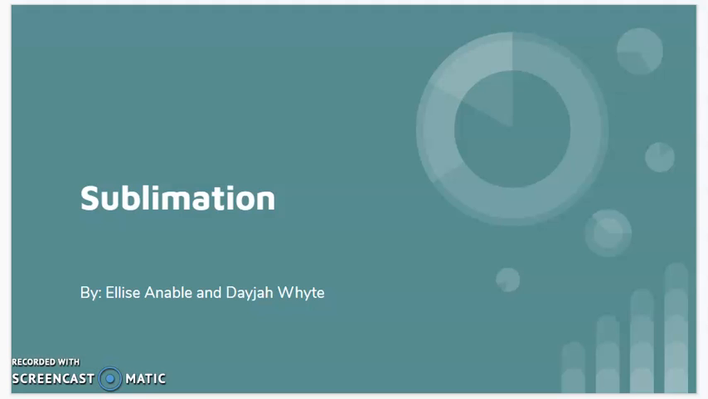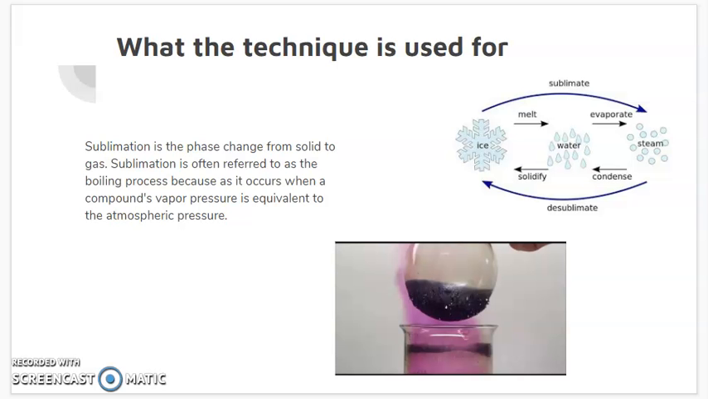And today we're going to talk about sublimation, what the technique is used for. Sublimation is used for the separation of volatile components from non-volatile components, meaning it is a useful technique for the recovering of compounds that can be sublimed at valid temperatures, at either atmospheric or reduced pressure. Sublimation is the phase change from solid to gas.